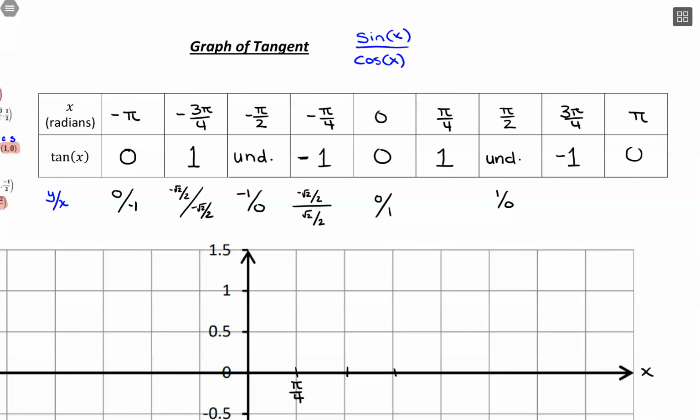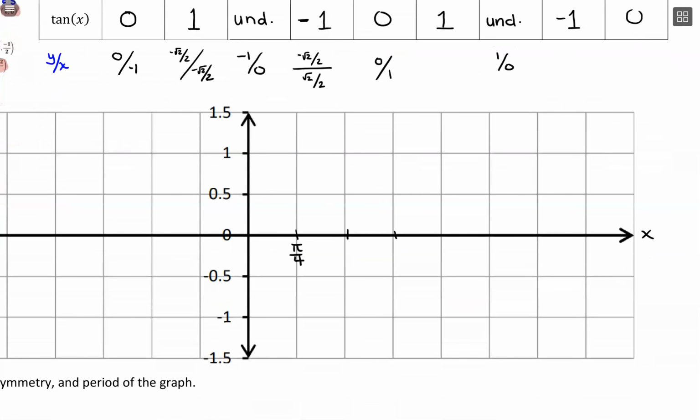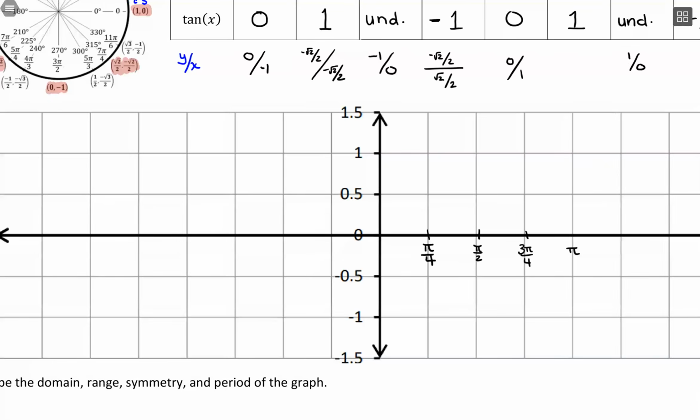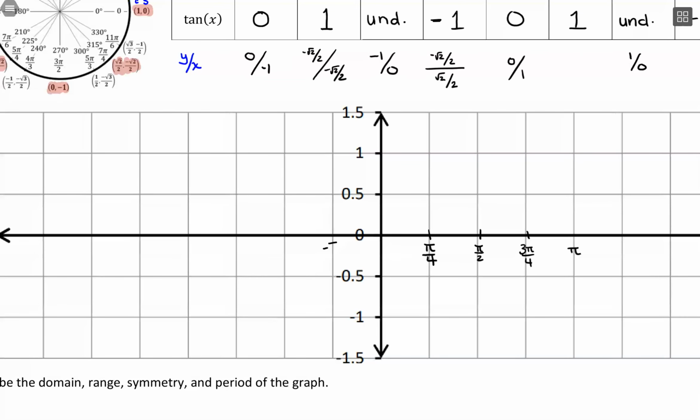All right, so let's get some extra values on here just so I can clearly see my x-axis. When you're labeling your axes, you just need to label one value, but it just kind of helps me see where we are. And then we could go to 2 pi up there, but things will just repeat like we saw with our sine and cosine. Let's see, negative pi over 2, negative 3 pi over 4, and negative pi.